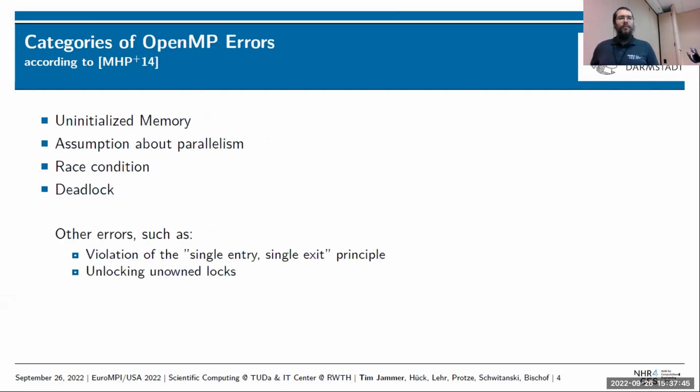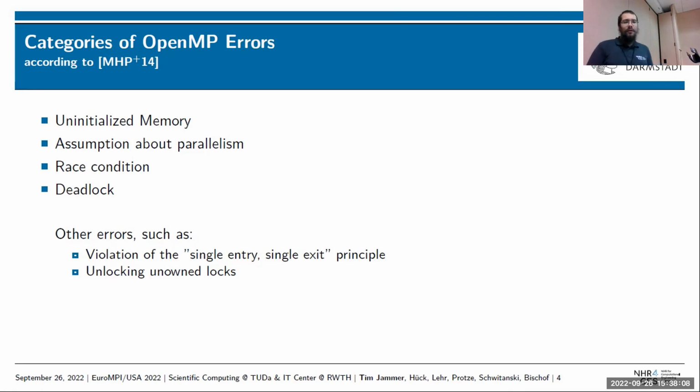We also have some errors that you can make with OpenMP. Again, we have some errors that we do not consider in this work, such as the violation of the single entry, single exit principle for an OpenMP parallel region, as this is a local thing that is only local to this specific thread. And there is no additional layer of complexity added when using multiple MPI processes.